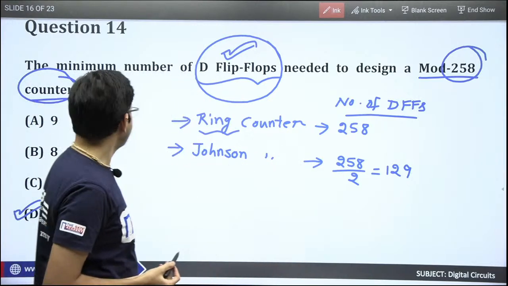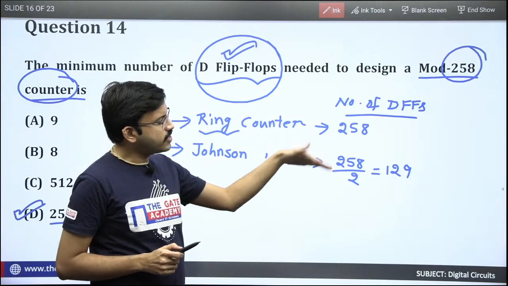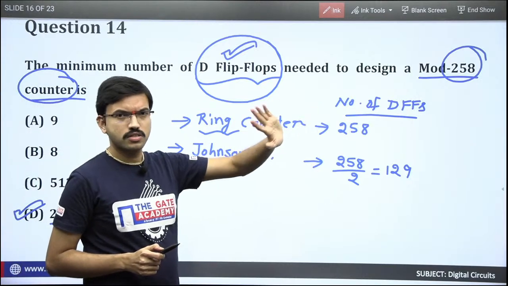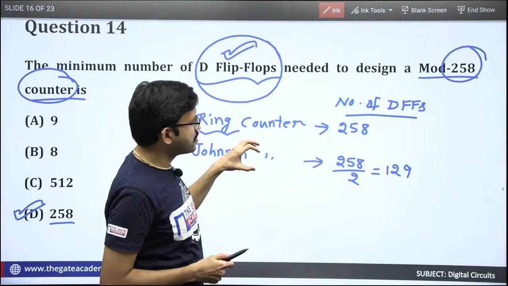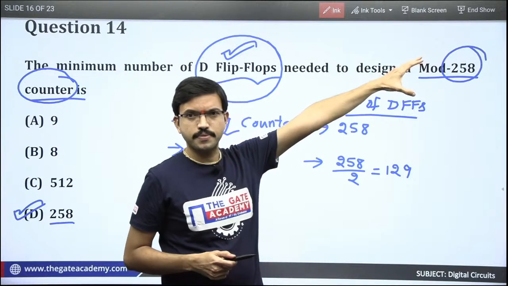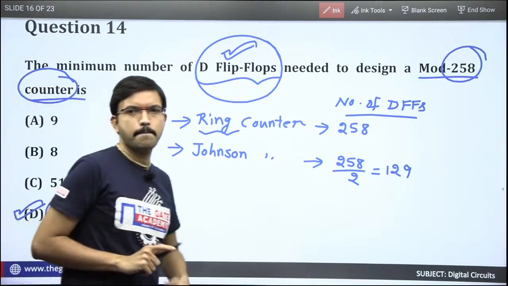Sometimes students may make the mistake of multiplying instead of dividing. Always remember, in the Johnson counter, the number of flip-flops required is half of the number of states. So here, among 258 and 129, they have given 258, so that is the correct one. If they give 129 and 258, then obviously you have to choose 129.